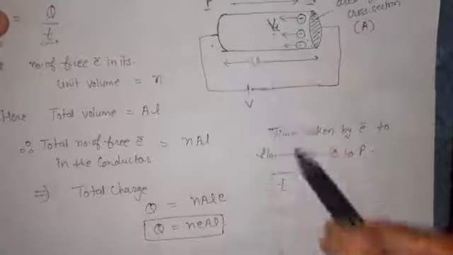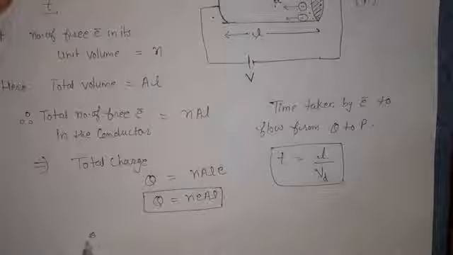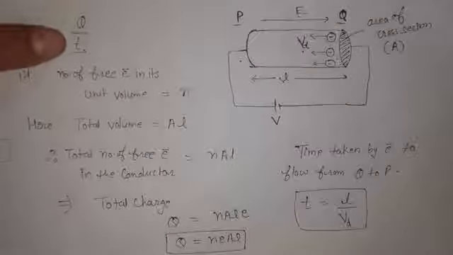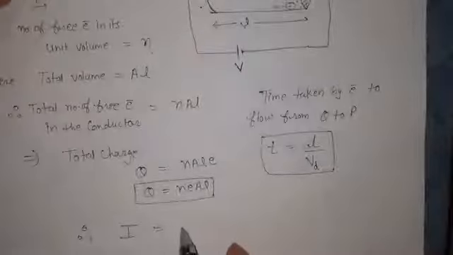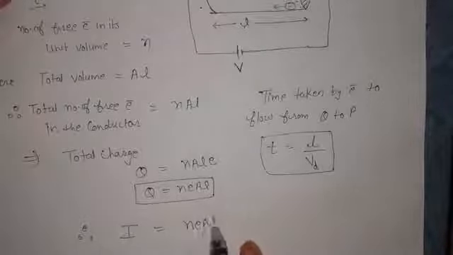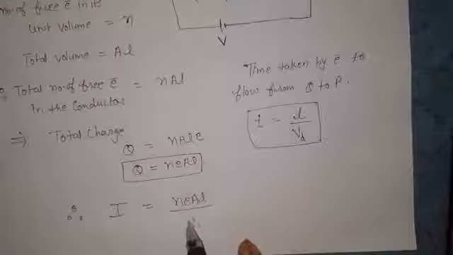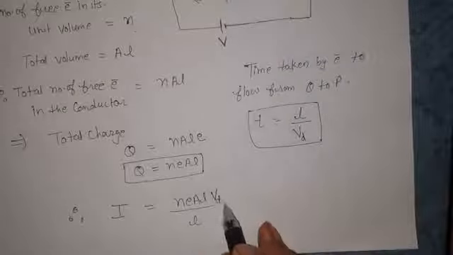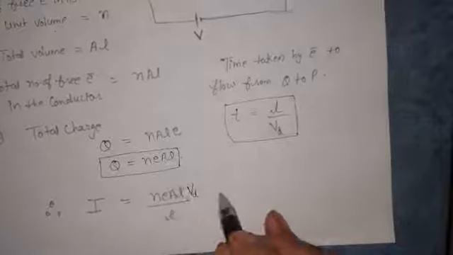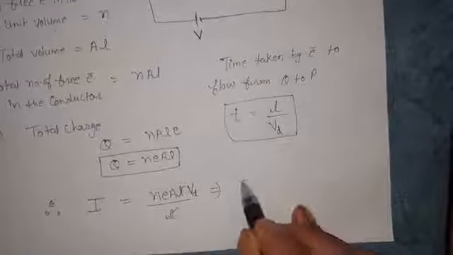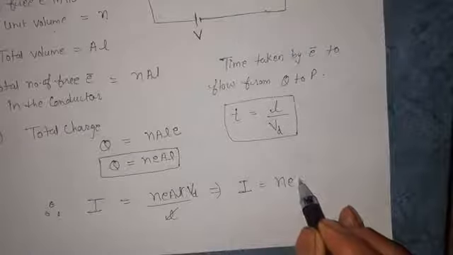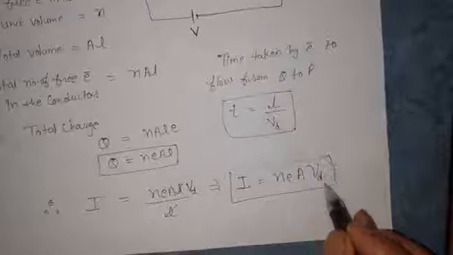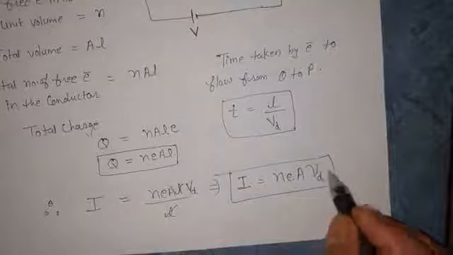Okay, therefore then what will be the value of current? So current is equal to, as is said, Q by T. So total charge is NEAL upon T, and T is what? L by VD. So VD will go in the numerator. So thus L and L is going to cancel. That implies current is equal to NEAVD.